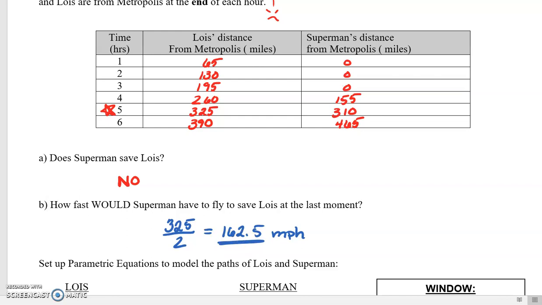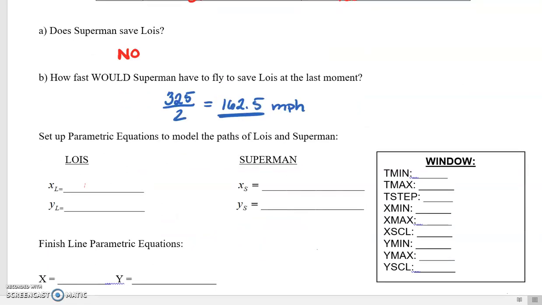So we need to now write equations that model the situation. We want to model Lois's situation using parametrics, and then Superman's situation using parametrics. So we need to think about the horizontal distance and the vertical distance. Now, the vertical distance isn't going to come into play because we're thinking about this as horizontal movement. Okay, so we know that for Lois, distance equals rate times time. So her horizontal motion is simply 65t.